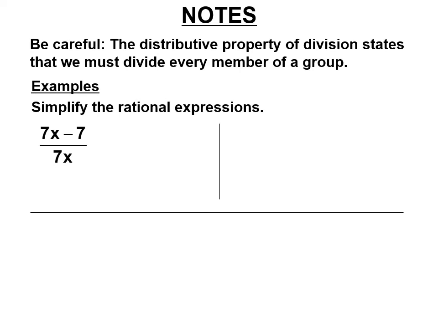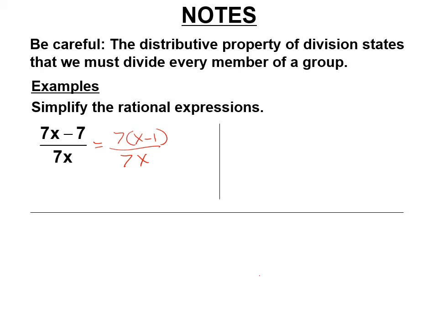Right, so it's very tempting here to look at this and cancel the 7x. You can't, because we have a group here that is stuck together. Even those parentheses there are implied. But what you can do is remove a 7 and get x minus 1.